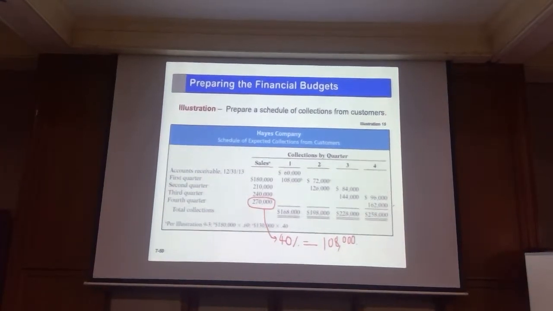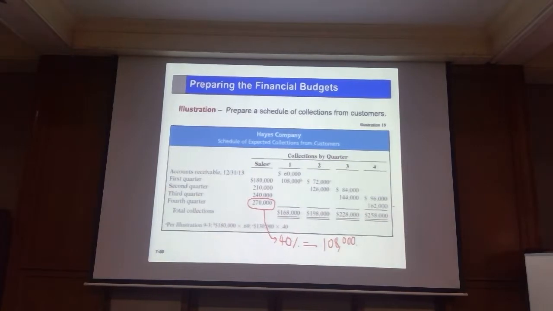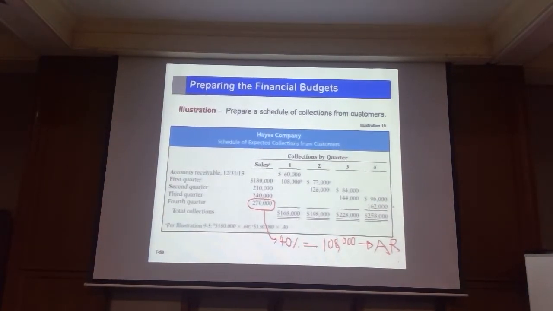It will be equal to 108,000, right? And this one will be shown as your account receivable. Think about it like this: this amount will be shown as your asset. It will be shown as your account receivable on the statement of financial position, okay? So this will be part of your budget statement of financial position, account receivable.